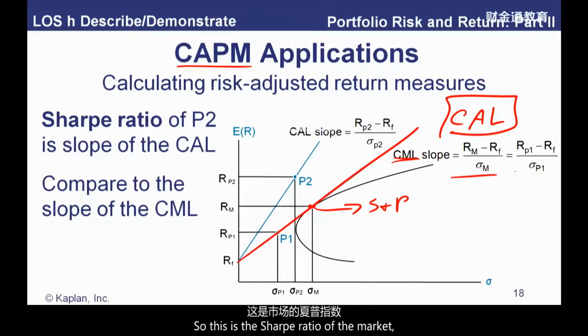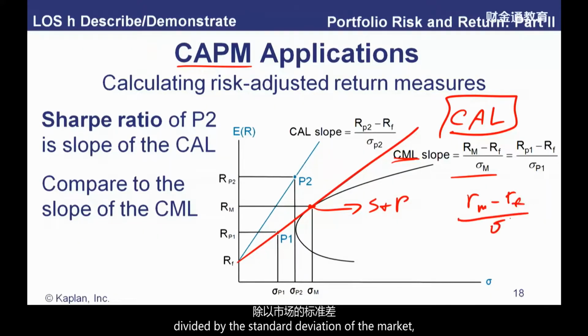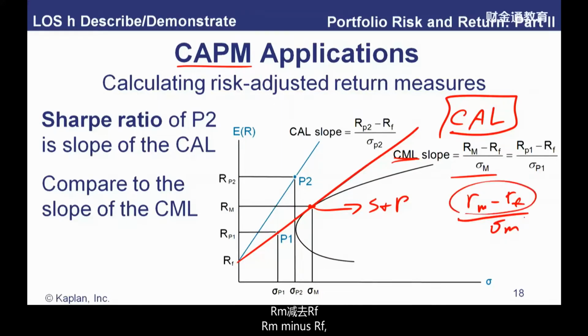So this is the Sharpe ratio of the market, right? So the return on the market minus the risk-free rate, okay, divided by the standard deviation of the market. That is the Sharpe ratio of the market. Actually, this is the Sharpe ratio of the S&P 500 if we did it this way. Okay? So remember, this is excess return, RM minus RF, divided by the standard deviation of returns here. So that is the return per unit of risk.